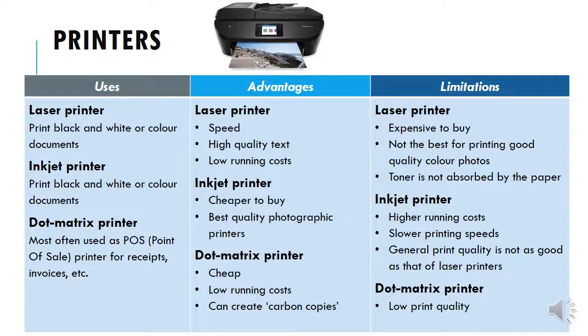Next we have printers. The three most used ones are the laser printer, an inkjet printer, and a dot matrix printer. The laser printer is used for black and white and also color documents. Inkjet the same. And the dot matrix is used most often for point of sale, for receipts and invoices, and for carbon copies of documents.